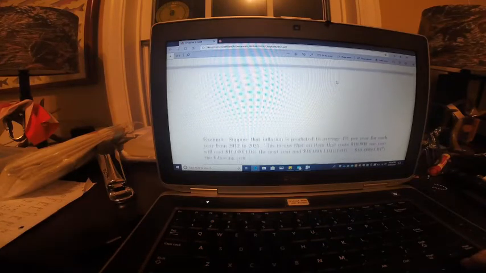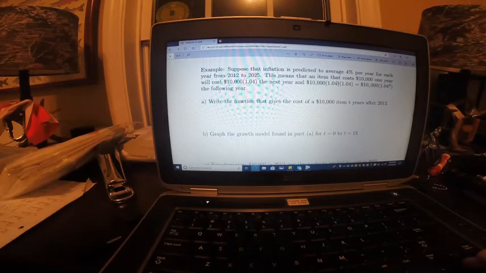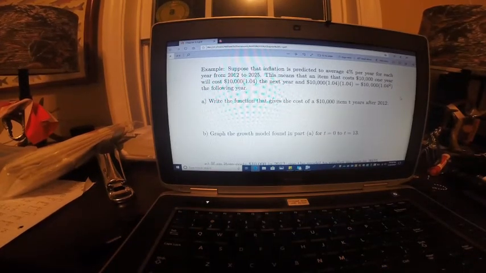Continue on in your notes. We have this example. It says suppose that inflation is predicted to average 4% per year for each year from 2012 to 2025. This means that an item that costs $10,000 one year will cost $10,000 times 1.04 the next year, and $10,000 times 1.04 times 1.04, which equals $10,000 times 1.04 squared the following year. Write the function that gives the cost of a $10,000 item t years after 2012.